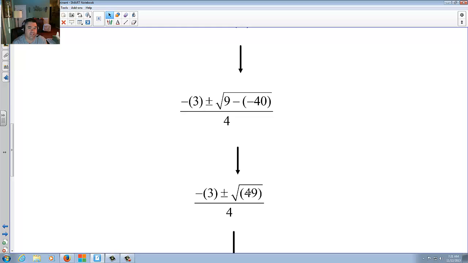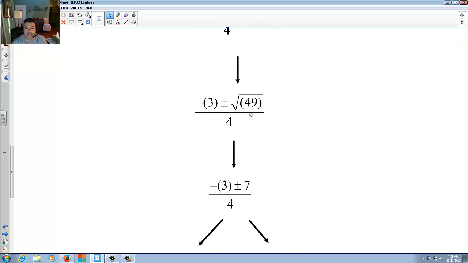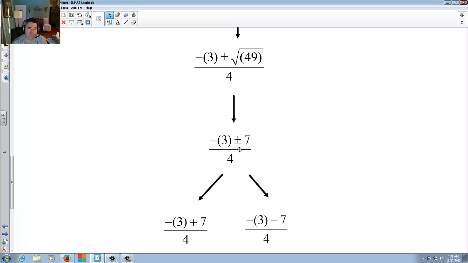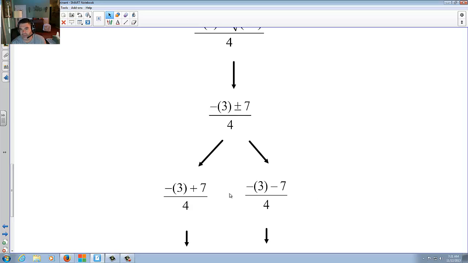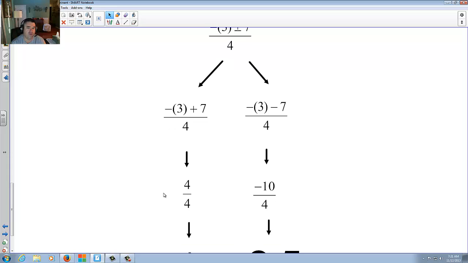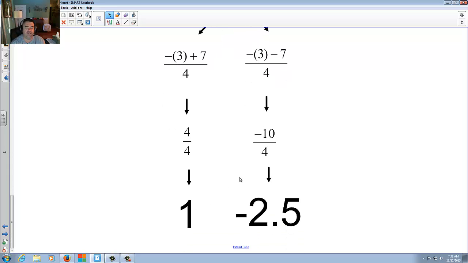49 roots into 7. Now don't worry about making a plus or minus because there's already a plus or minus here. So just make this a 7. Negative 3 plus or minus 7 over 4. Split the two different options. Negative 3 plus 7, negative 3 minus 7, both divided by 4. 4 divided by 4 is 1. Negative 10 divided by 4 is negative 2.5.